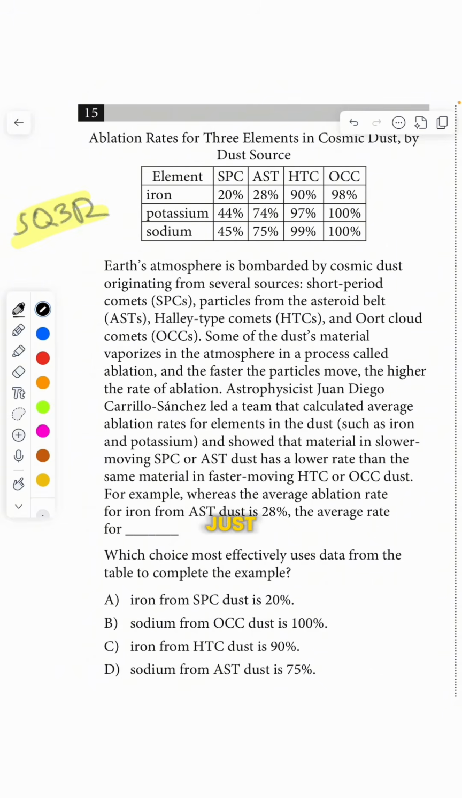So surveying, just over here, what we see is that, okay, something about the atmosphere, something about ablation, what is the average ablation rate, dust inside of the atmosphere, etc. So I know it's going to be some sort of scientific thing. I would want to know, what do these things mean? Ablation rate, asteroid belt, what does that have to do with space? So let's go ahead and read it together.